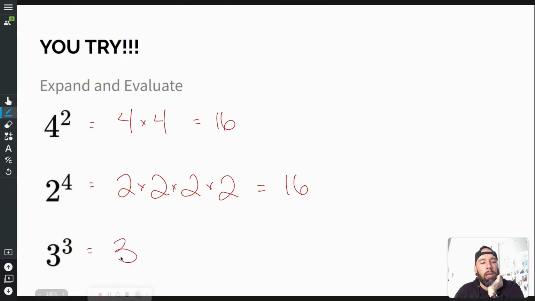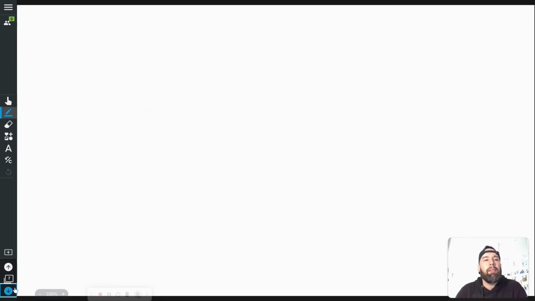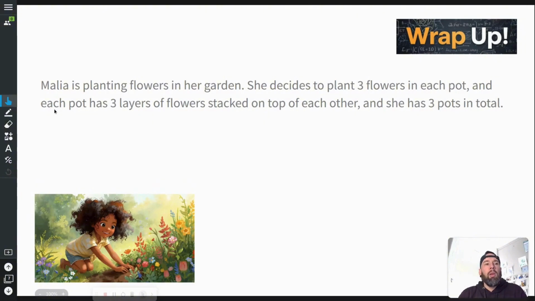Last but not least, you get 3 to the 3rd, which is 3 times 3 times 3. 3 times 3 is 9. And 9 times 3 is 27. So 3 to the 3rd power is 27.